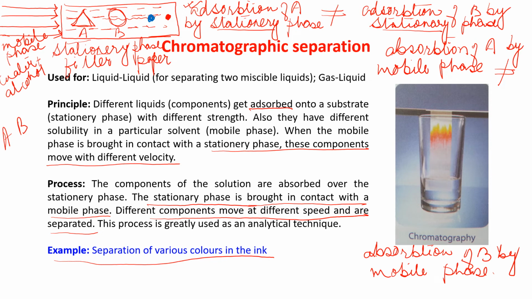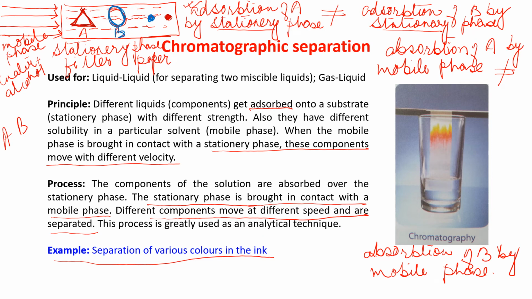As it is taking A first, A is your red one. It will take A first. So the mobile phase will carry A with it first. So I am getting a red spot here. And after that, it will take this B part, that is blue color, with it.